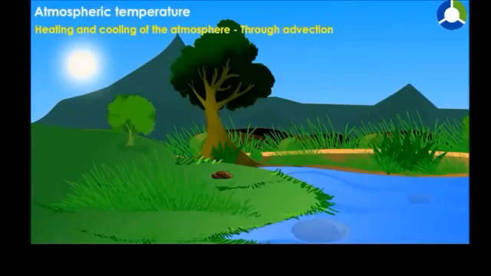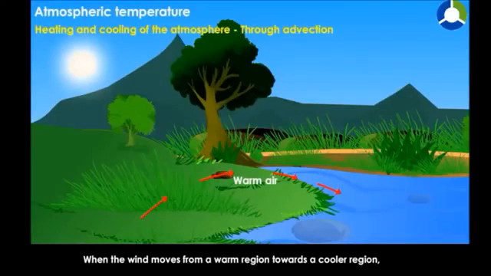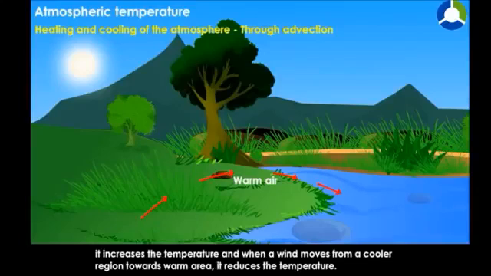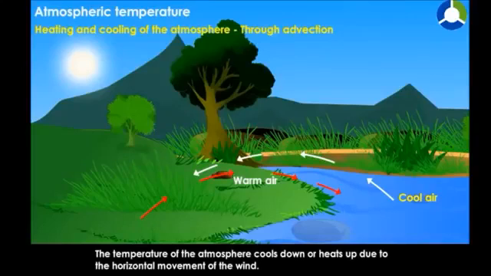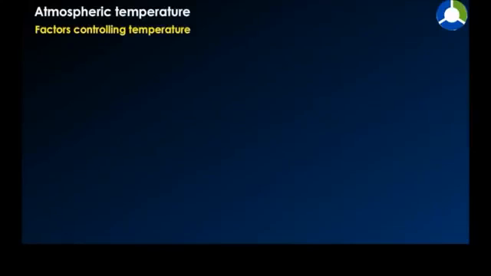Through advection. When the wind moves from a warm region towards a cooler region, it increases the temperature. And when the wind moves from a cooler region towards a warm area, it reduces the temperature. The temperature of the atmosphere cools down or heats up due to horizontal movement of the wind.